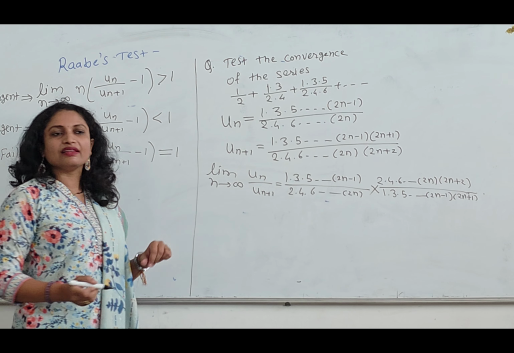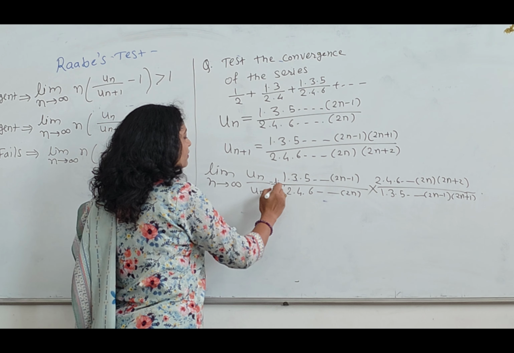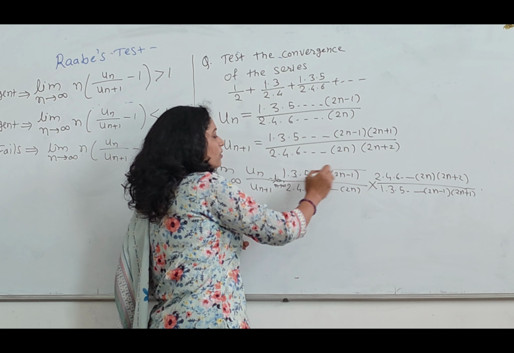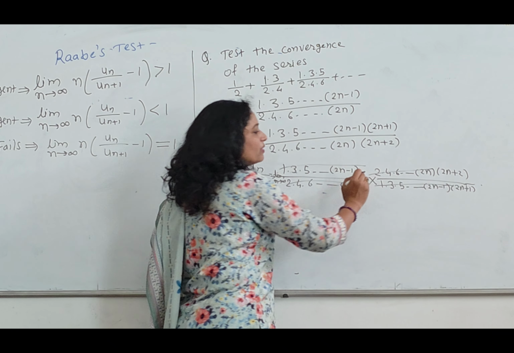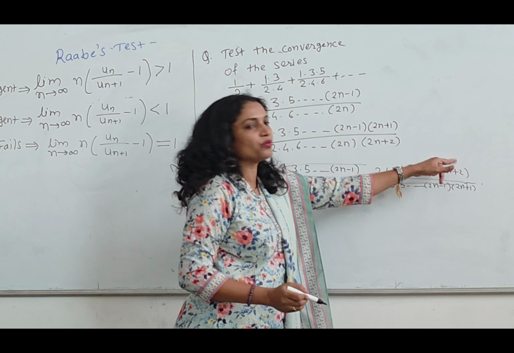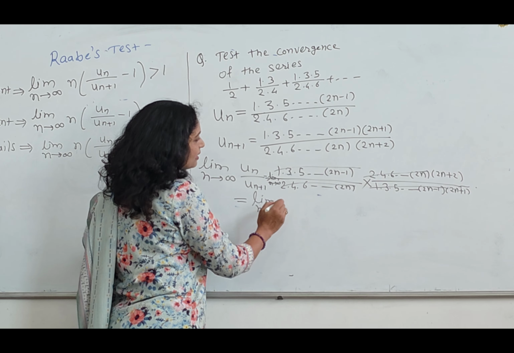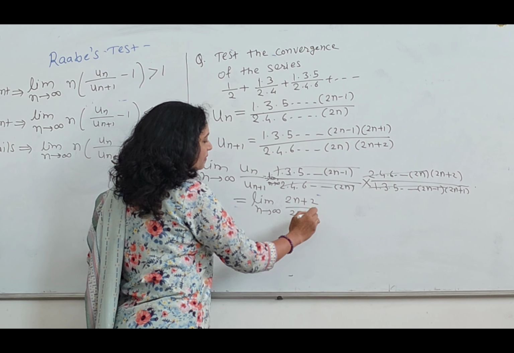What things will get cancelled here? Can you tell me? Which will remain? Yes, this whole term will get cancelled with this whole term, and this will get cancelled with this one. You will be left with only these two. So that is the limit as n tends to infinity of 2n plus 2 upon 2n plus 1.